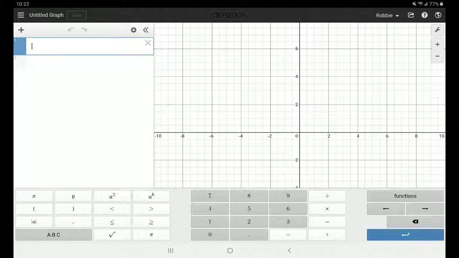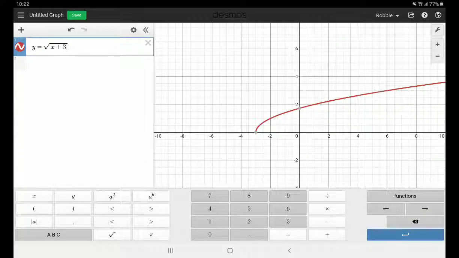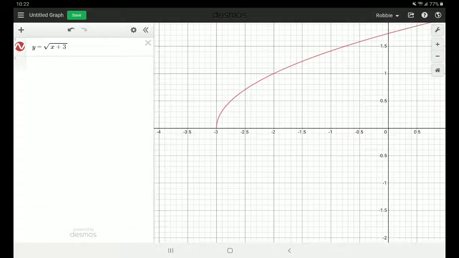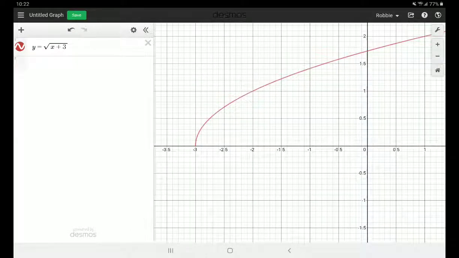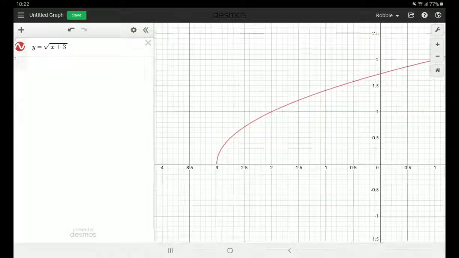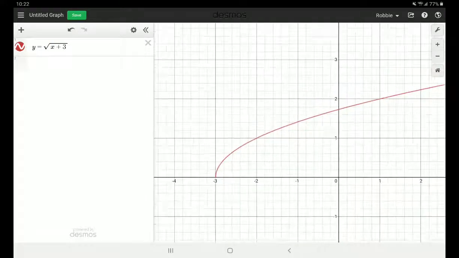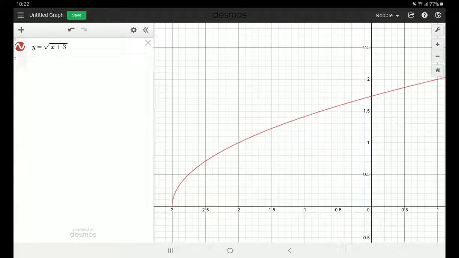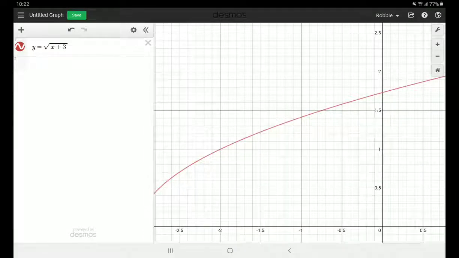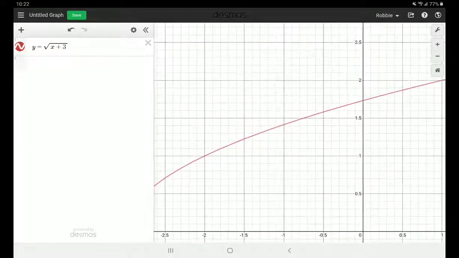So you can use y for f of x if you wanted, equals the square root of x plus 3. Right? And the leftmost point is going to be at wherever your x-intercept is. In this case, it's going to be negative 3 is my leftmost point, and I would need additional points, so negative 2, 1 would be a point.